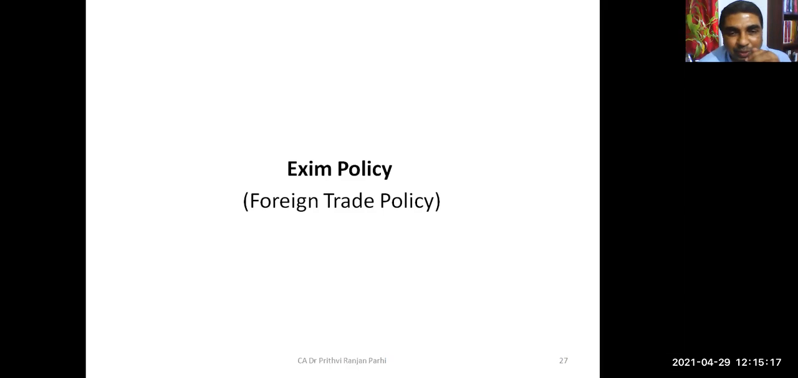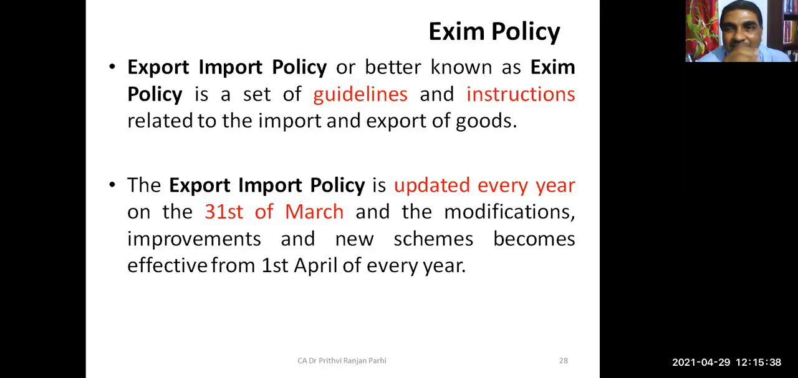Next concept which we are going to discuss is about Exim policy, or it is also referred to as foreign trade policy. If you visit the DGFT website, there you can search for the foreign trade policy. Entire foreign trade policy, you can read it. It's a long policy, so we'll not go deep into it. We'll not learn it in detail. Just we'll have a brief idea of what this is.